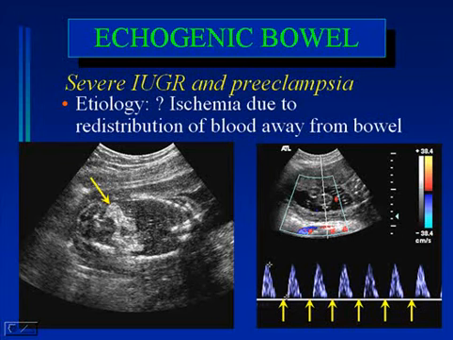Why would a fetus have a normal growth size on initial scan and subsequently develop IUGR and have had echogenic bowel? The etiology of this is not fully known, but it has been postulated that it may be due to ischemia secondary to redistribution of the blood away from the bowel in the fetus with growth restriction.